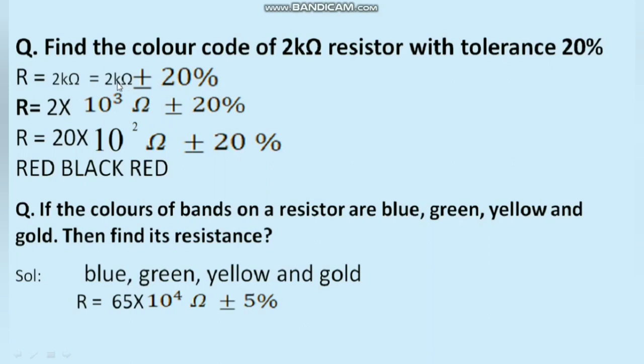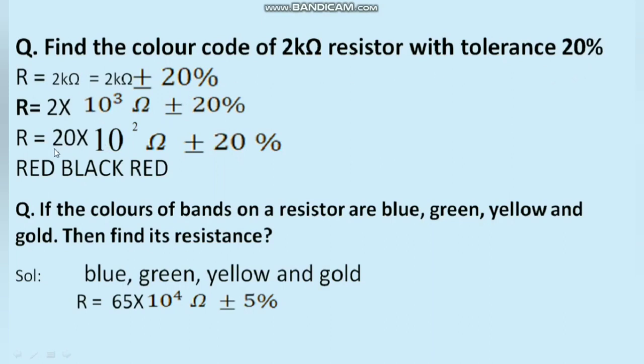Now this 2 kilo we can write as 10 power 3. So 2 into 10 power 3 ohm plus or minus 20%. And later we can write this as 20 into 10 power 2. Look at here, 2 into 10 to the power of 3 we write as 20 into 10 to the power of 2 plus or minus 20%. After writing like this, then we can find out the color code for the 2 kilo ohm resistor with tolerance 20%.